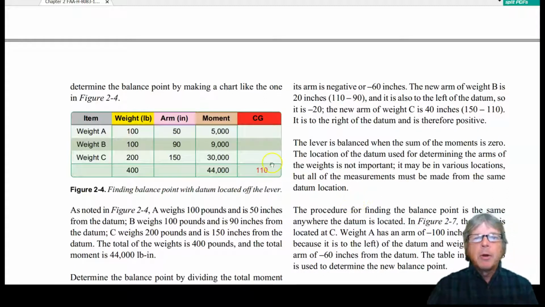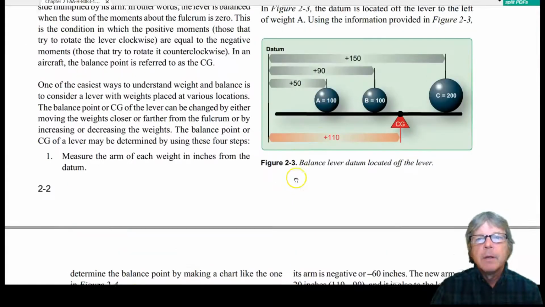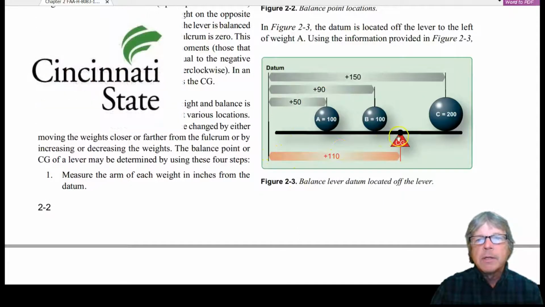Now, just like when we weigh an airplane, we add up all these moments, and we get 44,000 as the total moment. We add up the weight, 100 plus 100 plus 200, that's 400. In our final step, we divide total moment by total weight, and that gives us 110 inches as our center of gravity. If we go back here, sure enough, the center of gravity is our pivot point, or balance point. Our balance point is 110 inches from the datum.